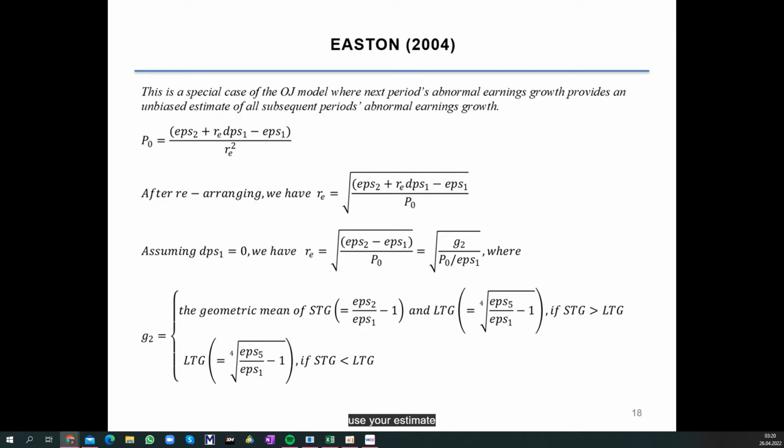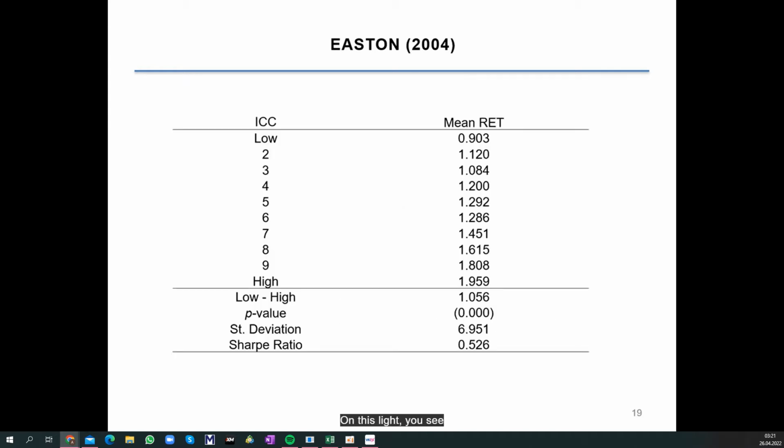You can also use your estimate of cost of capital to predict future stock returns, and this is done by Easton in 2004. On this slide, you see the average future stock returns for 10 portfolios formed on the basis of implied cost of capital as suggested by Easton in 2004. Implied cost of capital is computed as the square root of earnings per share in year 2 minus earnings per share in year 1 divided by current stock price.